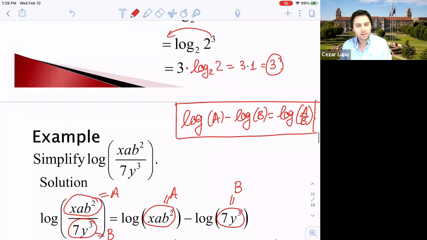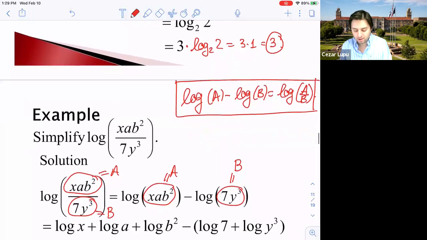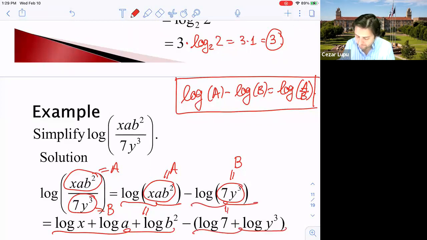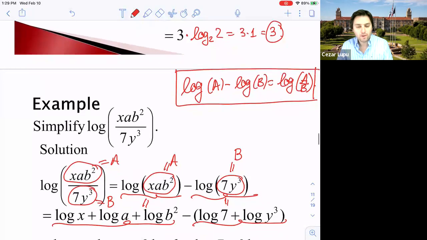And of course, now we can take care of each log and we can apply the properties of the logs. So let's do that. So what can you tell me about the first log? In fact, we have the product there, right? And in fact, we have 3 numbers. So this will be log of x plus log of a plus log of b squared. And log of 7 times y squared will be log 7 plus log y cubed.